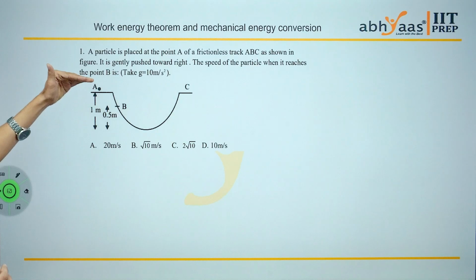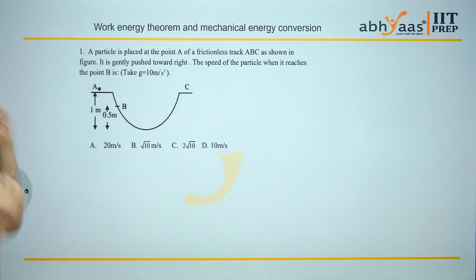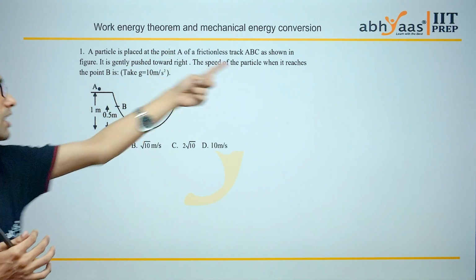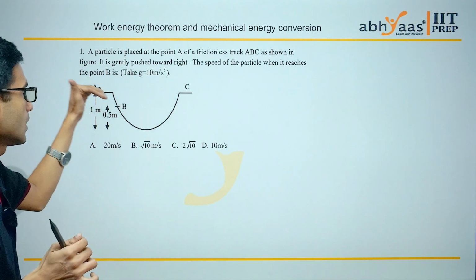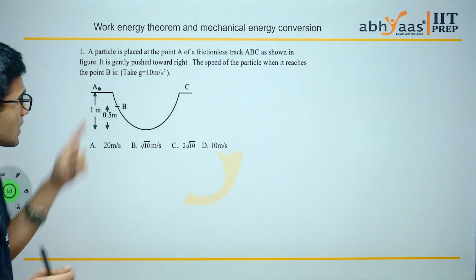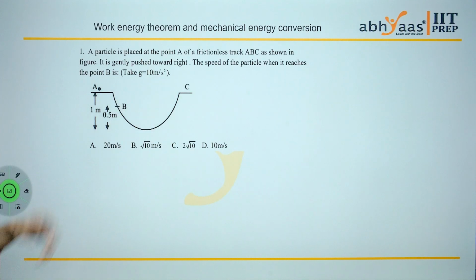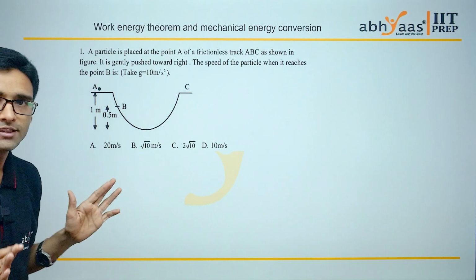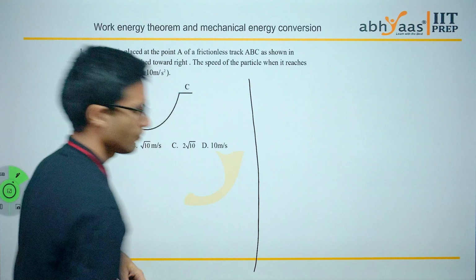Here at the point A we have height. Height means which type of energy will be there? Potential energy, and the body is not moving. It is placed at the point of a frictionless track as shown in the figure. It is gently pushed towards the right, slowly pushed, and what happens? It will come down. We need the speed of the particle when it reaches the point B. Here the g value is given. At the point A there is no velocity, that means whatever mechanical energy is there is because of potential energy only. Okay, here is the conversion of energy.